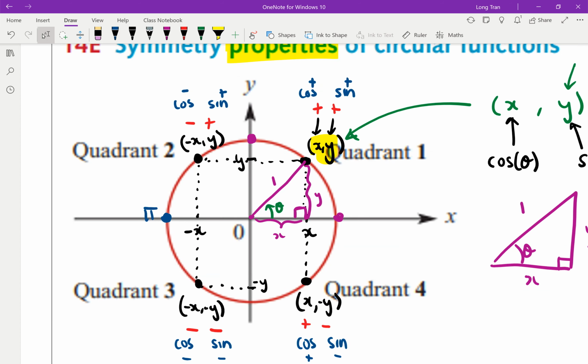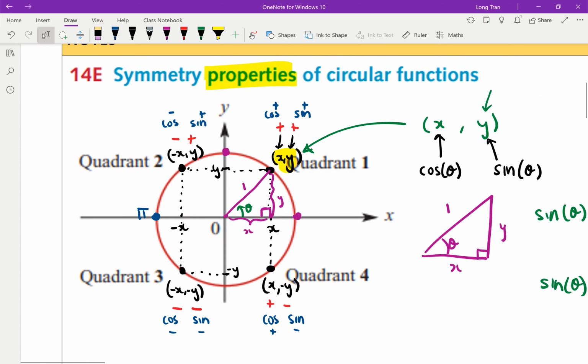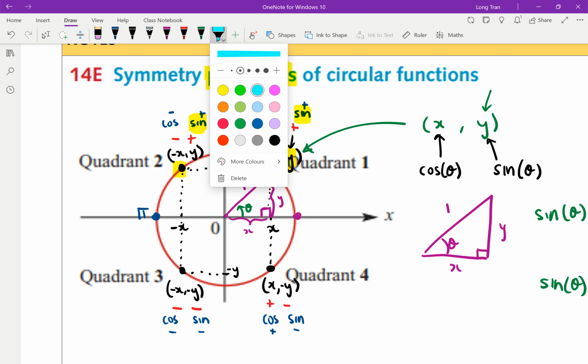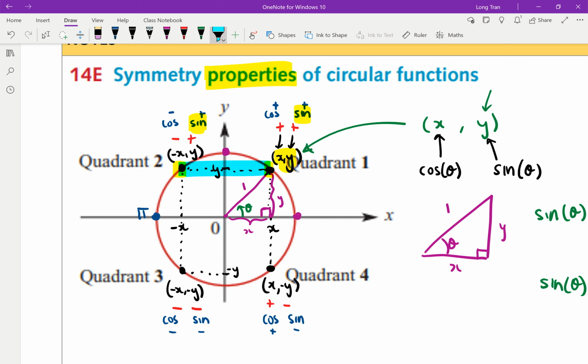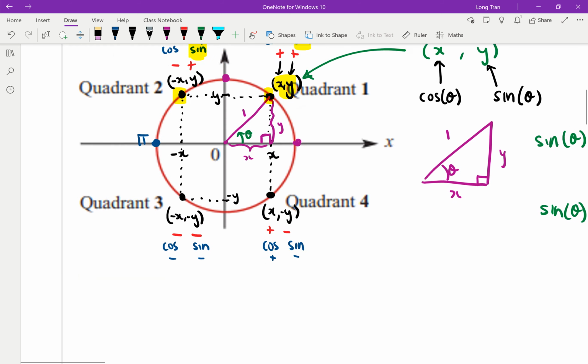And what's interesting is where is sine positive? There are only 2 regions where sine is positive, 1 and 2. And it doesn't take a genius to figure this one out because clearly these 2 coordinates are in the region of y, or the y-axis. It's above the x-axis, isn't it? So of course anything above the x-axis, anywhere here in quadrant 1, quadrant 2, the y values are positive.